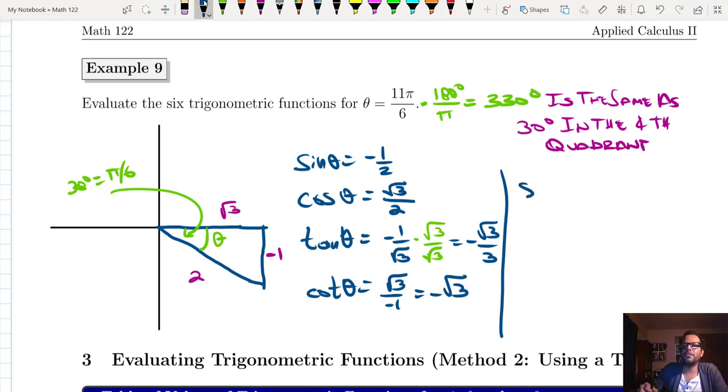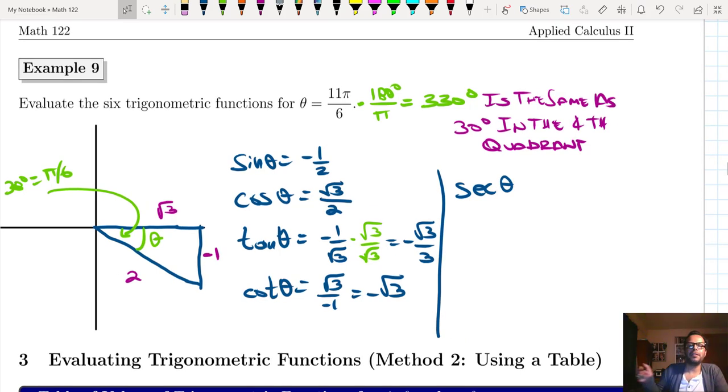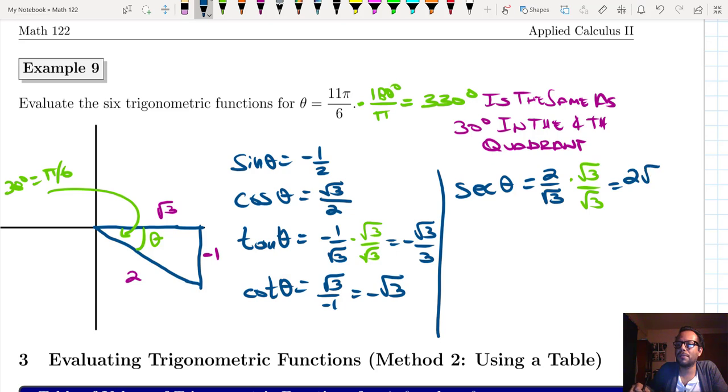Let me keep going here. Secant theta. This will be the hypotenuse over adjacent, which is really the reciprocal of cosine. Again, 2 divided by root of 3. And again, you might want to rationalize the denominator here and simplify this. This is 2 root of 3 divided by 3.